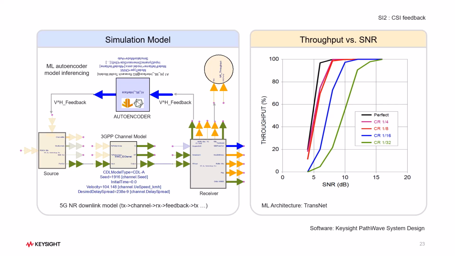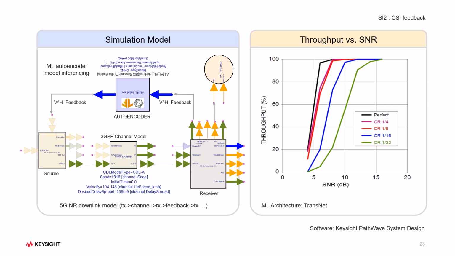In our simulation, we'll be using the same link level simulator that was introduced earlier for channel estimation. This simulator includes components like the base station transmitter, the channel model, and the reference receiver as shown in the diagram. We integrate the autoencoder model into the feedback loop, taking the precoding matrix as input and producing a compressed version as output back to the base station.